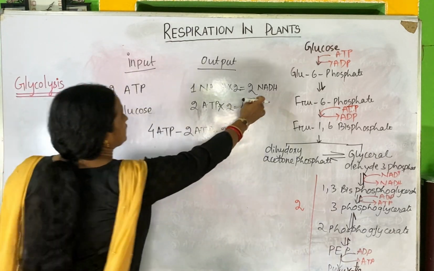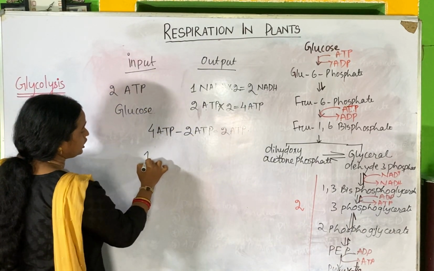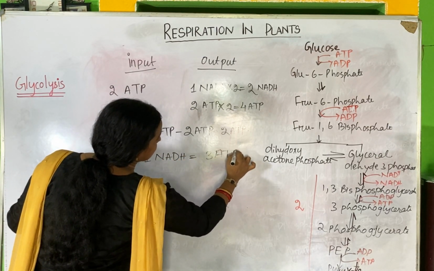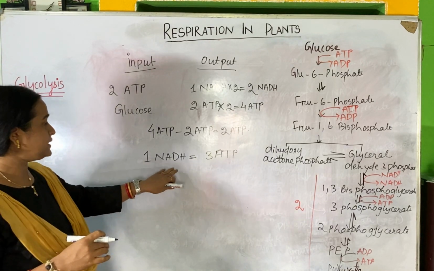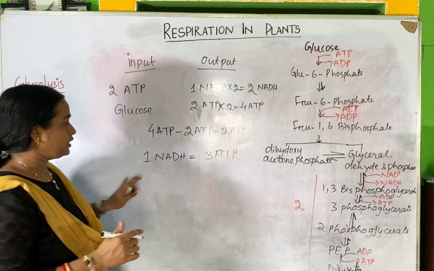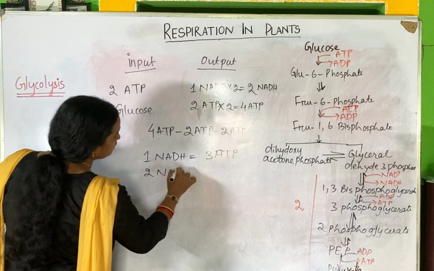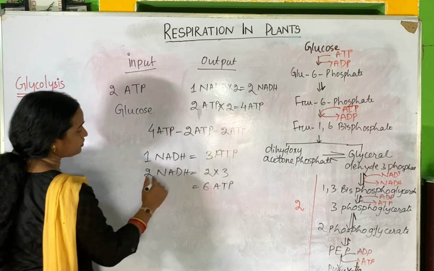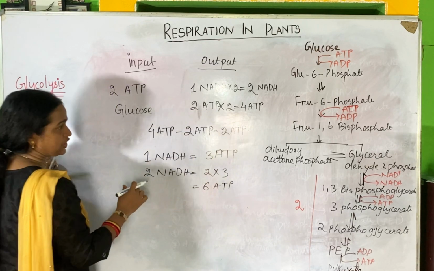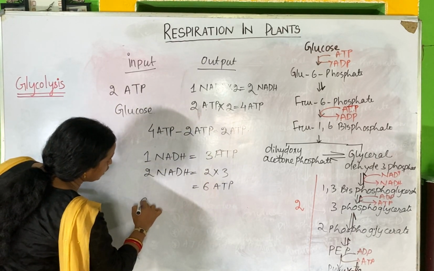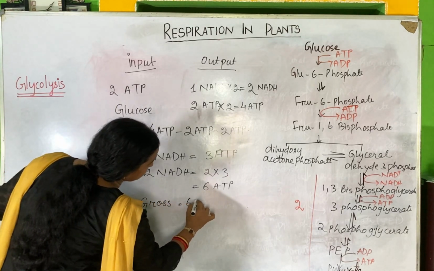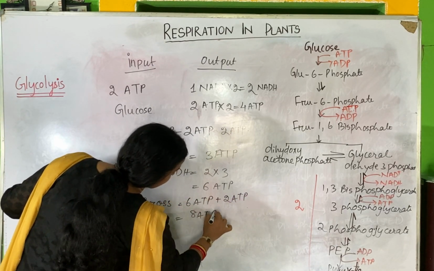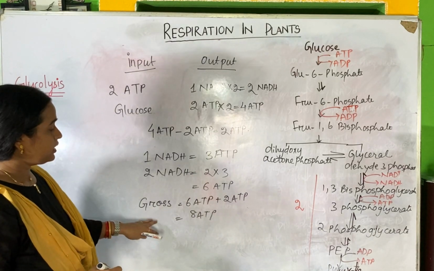But here 1 NADH, if we utilize 1 NADH, we will get 3 ATP. In a later session, we will discuss how this NADH will help to encash the ATP. Now 2 NADH will be 2 into 3 equal to 6 ATP. So now the total production is 6 ATP plus 2 ATP from substrate level phosphorylation. So total gross equal to 6 ATP plus 2 ATP equal to 8 ATP. So 8 ATP are produced.